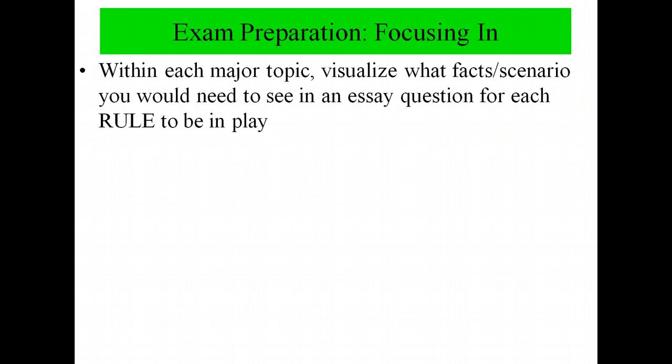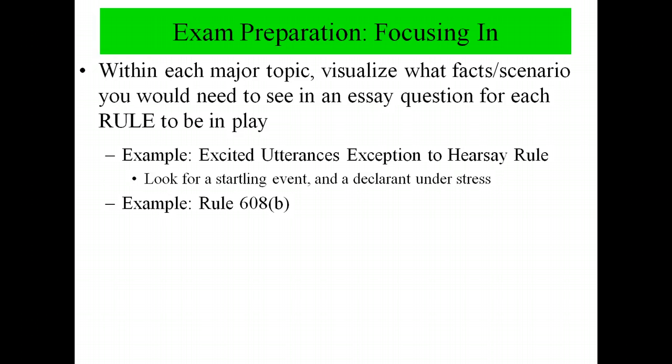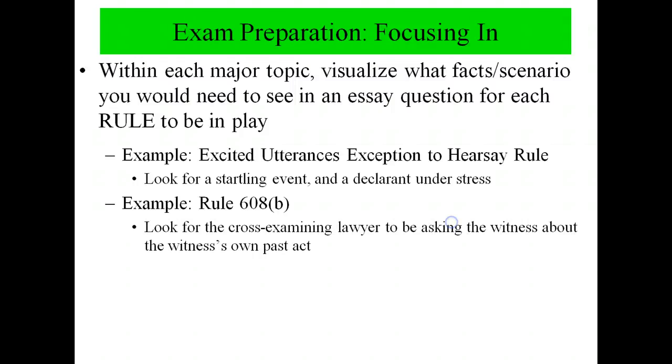Once you have done this for each major topic, then you should do it again for each individual rule. So visualize what facts or scenario you would need to see in an essay question for each rule to be in play. For excited utterances, for example, you would look for a startling event and a declarant under stress. For Rule 608(b), which is trickier, go back to the rule. Look at the rule, think about the requirements, and think what has to be happening in order for it to be in play. For that rule, you need a witness on the witness stand being asked about her own past non-conviction misconduct. And that misconduct has to be probative of untruthfulness.